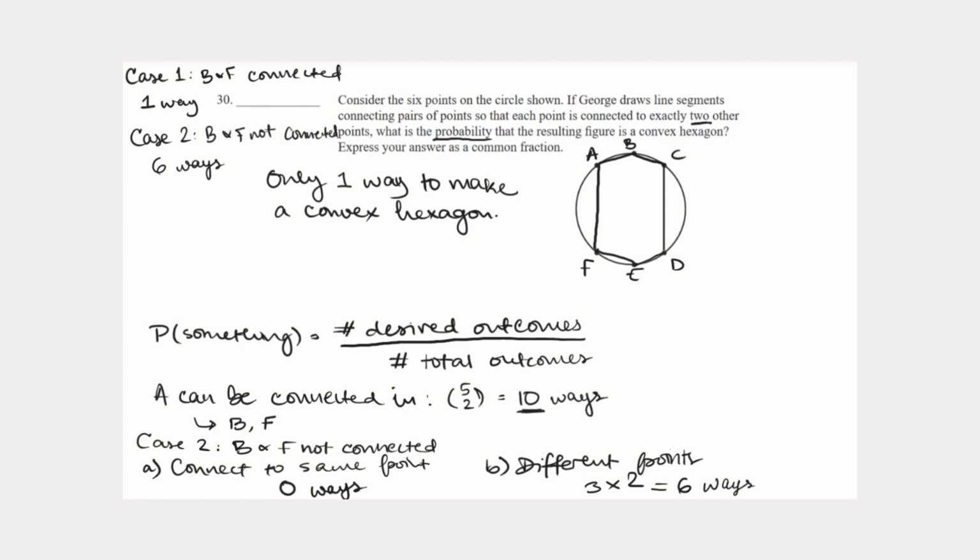So in total, we have one desired outcome out of, remember we have to multiply the total outcomes by 10. It's 10 times 1 plus 6, because only after A is connected do we have these cases. So this gives you 1 out of 70. So the probability that the resulting figure is a convex hexagon is 1 out of 70, and we are done.